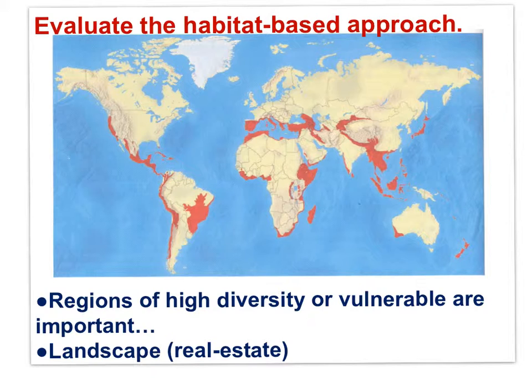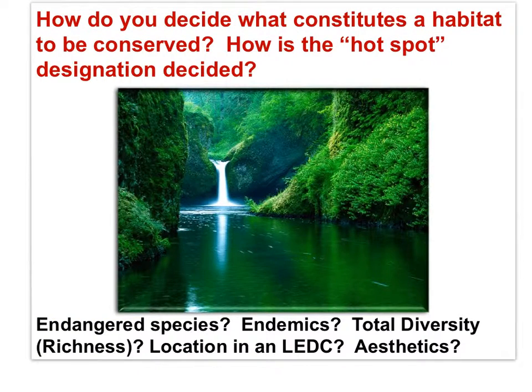It's important to evaluate the threats, the rate of habitat loss, evaluate the degree of current protection, the strength of enforcement, evaluate the data, mapping, species distribution, surveys. There's a need for detailed species distribution data in the conservation of habitats. How do we decide what constitutes a habitat to be conserved?